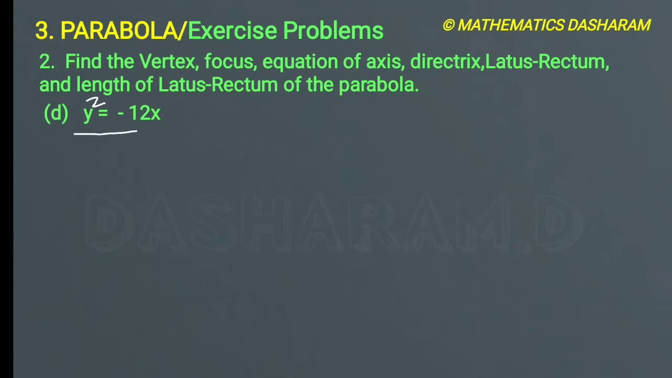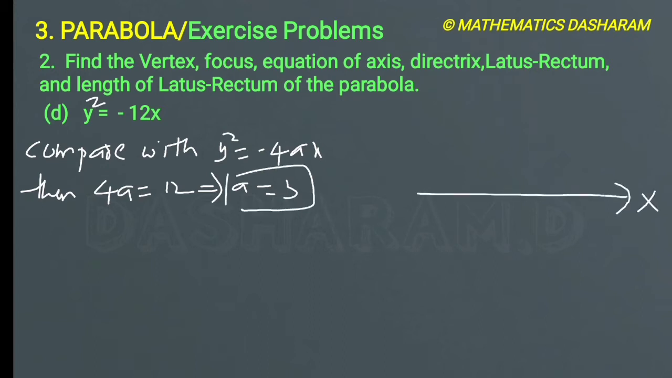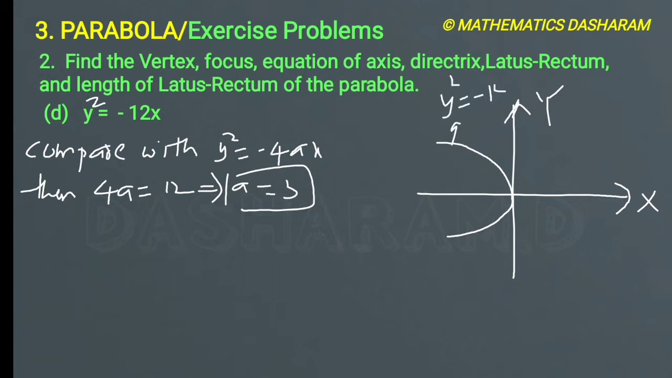Question number D, y square equals minus 12x. Compare with y square equals minus 4ax. So then 4a equals 12. Then a value is 4 ones are 4, 4 threes are 12. So here is the x-axis, this is the y-axis. So the parabola is a left side parabola. So its name is y square equals minus 12x.